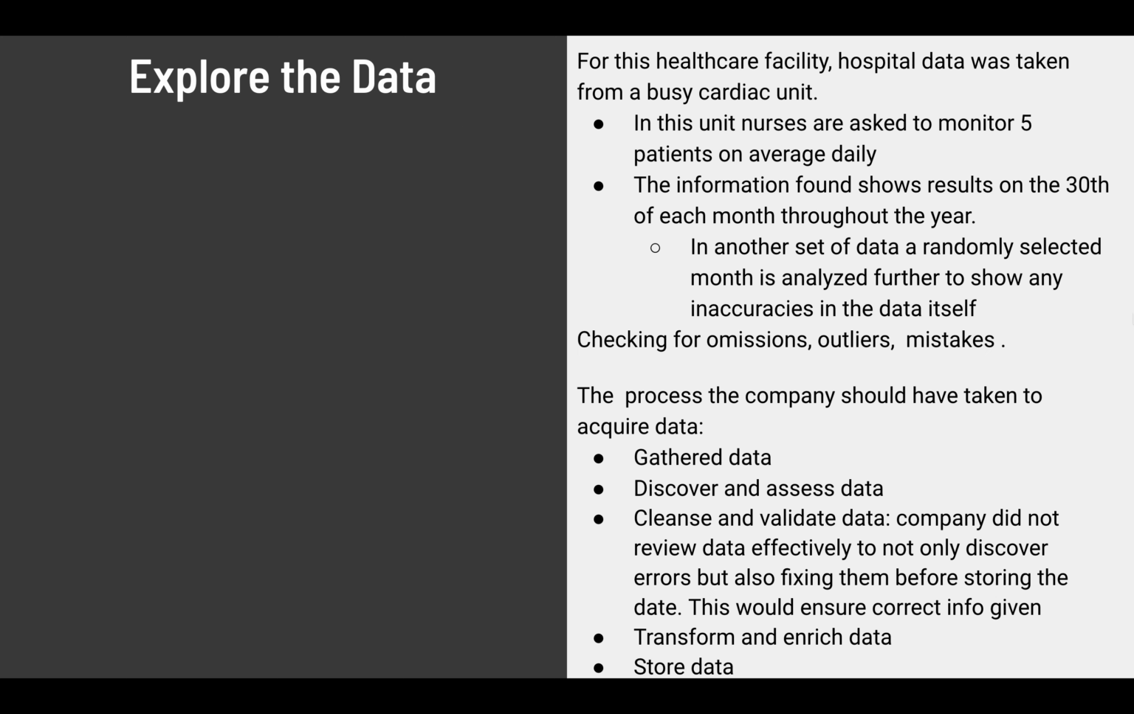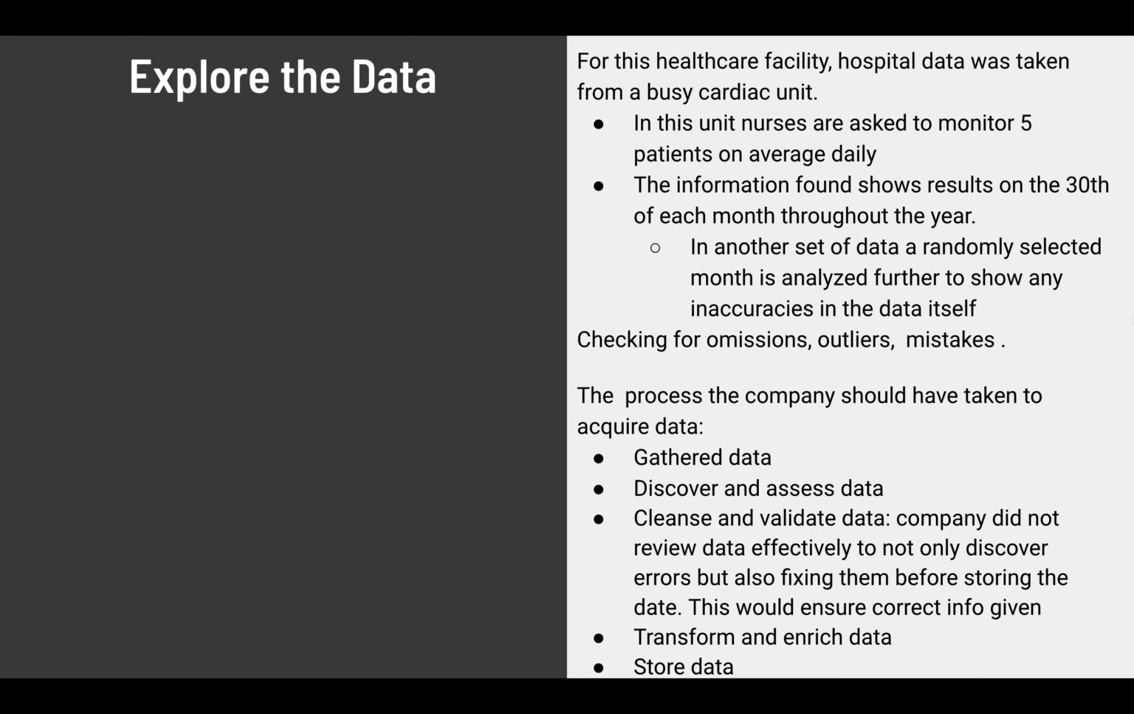Now, in exploring the data. For the healthcare facility, hospital data was taken from a busy cardiac unit. In this unit, nurses usually are asked to monitor 5 patients on average daily. That's their equilibrium. The information found shows results on the 30th of each month throughout the year. In another set of data, a randomly selected month is analyzed further to show any inaccuracies in the data itself, checking for omissions, outliers, and mistakes.